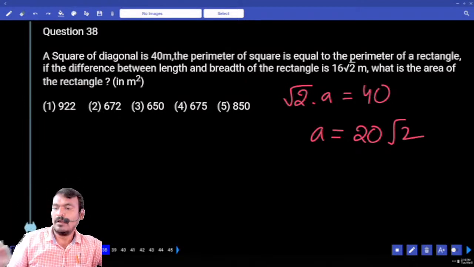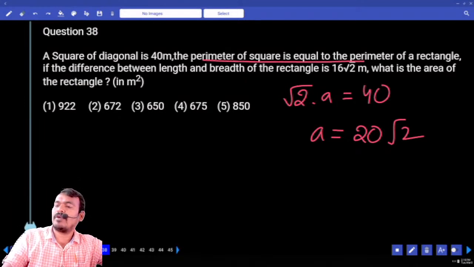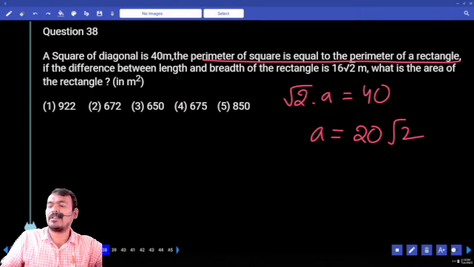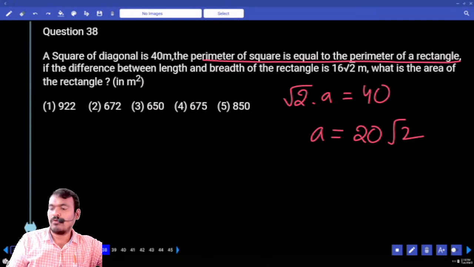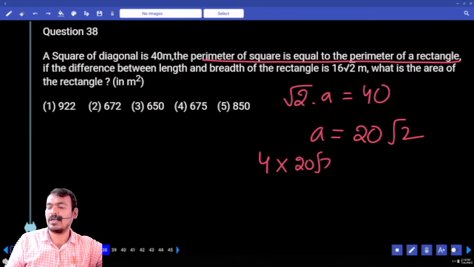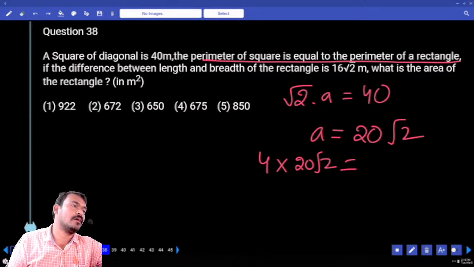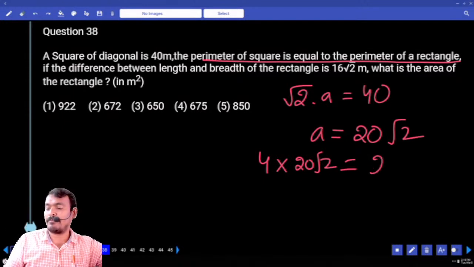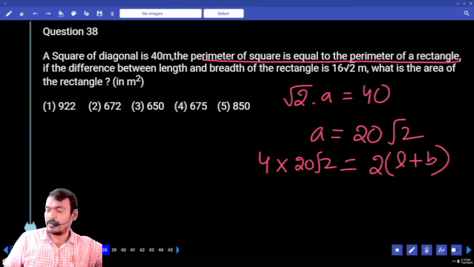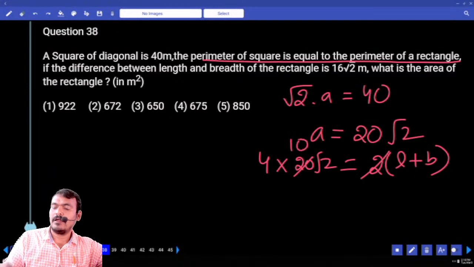20 root 2. And the perimeter of a square is also equal to which one? Perimeter of a rectangle. What is the perimeter of a square? 4A or not? What is the A value? 20 root 2. It is also equal to perimeter of which one? Rectangle. What is the rectangular perimeter? 2 of L plus B or L minus B? L plus B. 2 how many times 20? 10 times.